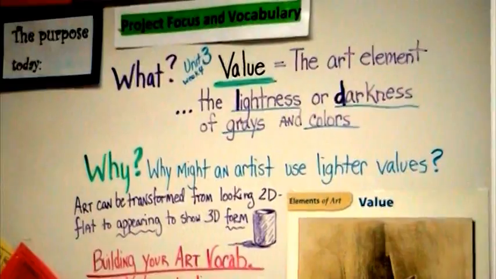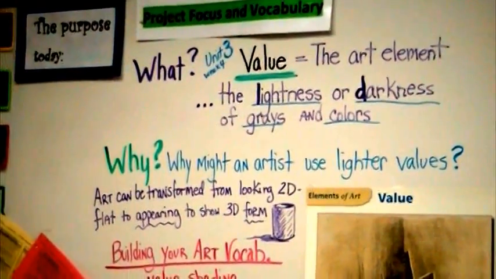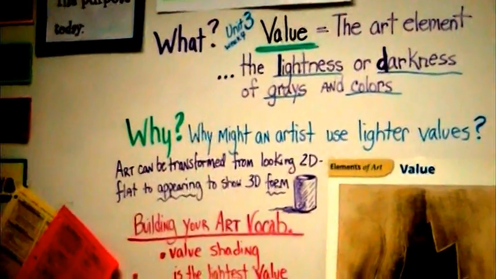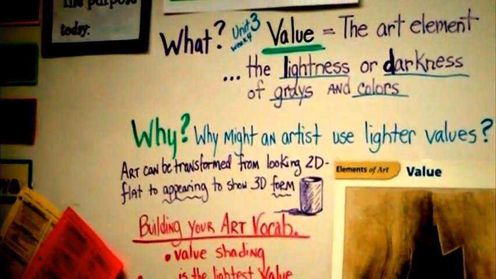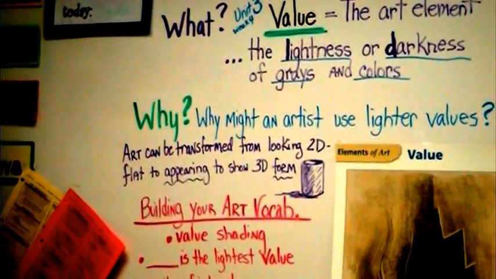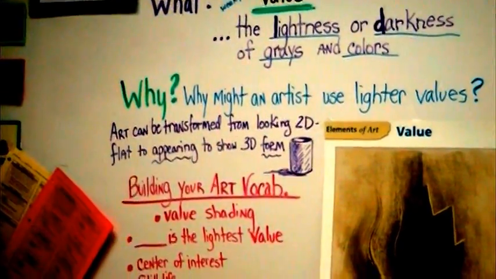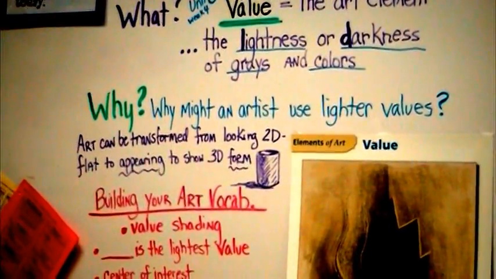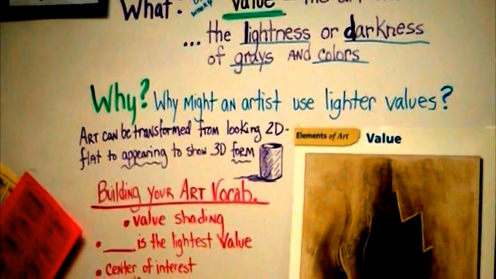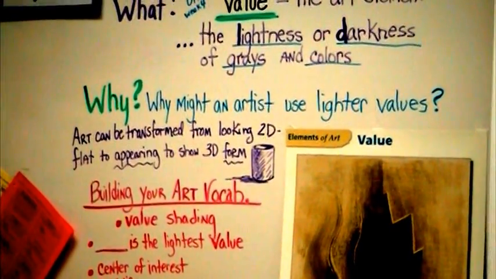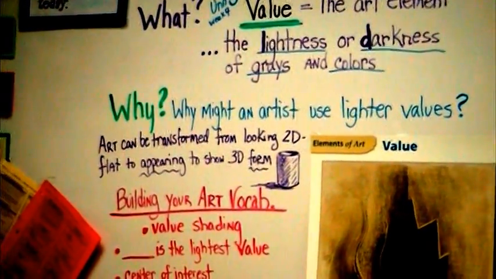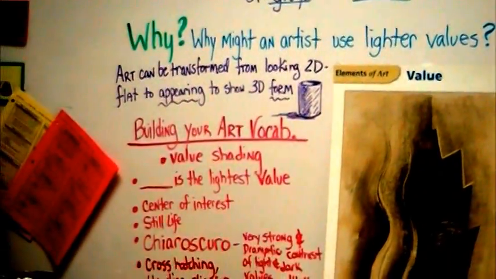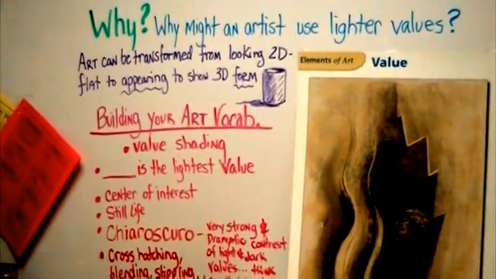We want to know how to use value and the different ways you can use value, because you can transform a very simple two-dimensional drawing into something that looks as if it is three-dimensional, and most students would love to be able to improve their drawings. I asked them, why might an artist use lighter values? And everyone got it correct that if you're trying to show a light source, it will help with the dimensions, and it will help, to use a student's word, distinguish your picture.